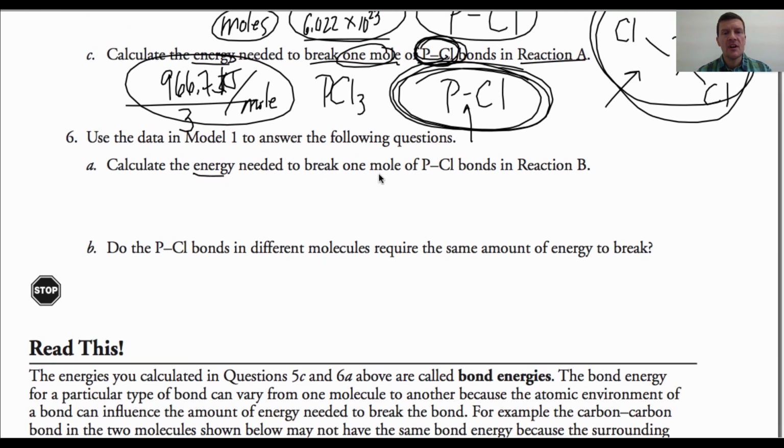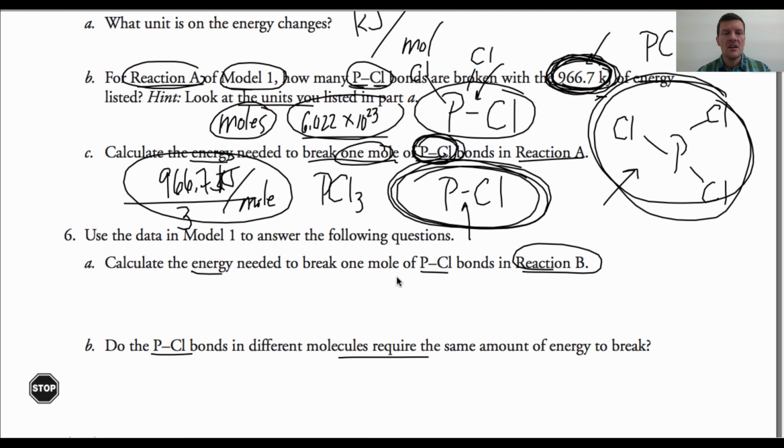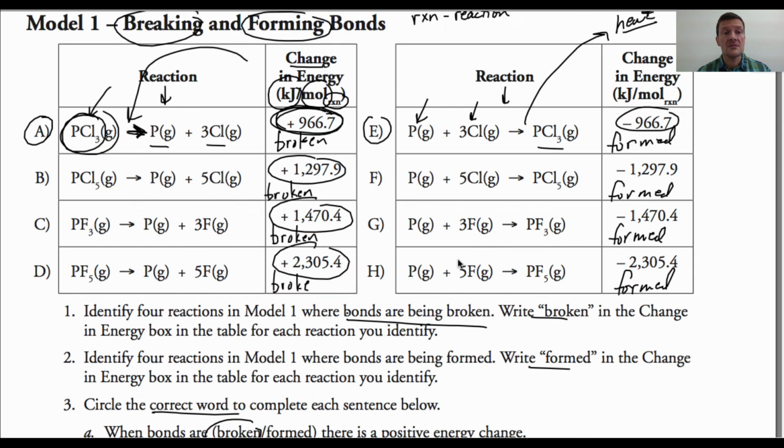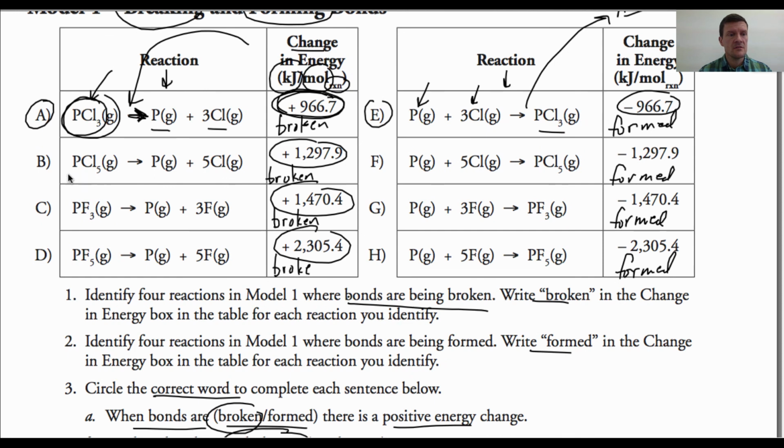Calculate the energy needed to break 1 mole of PCl bonds in reaction B, and do the PCl bonds in different molecules require the same amount of energy. Alright, so now we have the same bond, but now it's in a different reaction. So here, this time we got 5 of them. So this PCl5, how much energy does it take to break all 5 of those? Well, 1,297.9 for the entire reaction, but this time you've got 5 of these.